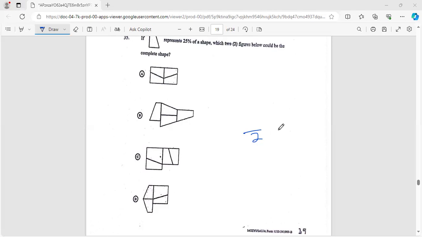Okay, sir. It says if the shape represents 25% of a shape, which two figures below could be the complete shape? Sir, I chose A as one of the answers because it has four of them, and 25 times 4 is going to give you 100, sir. And they're all the same size, sir. And then my other answer is B.